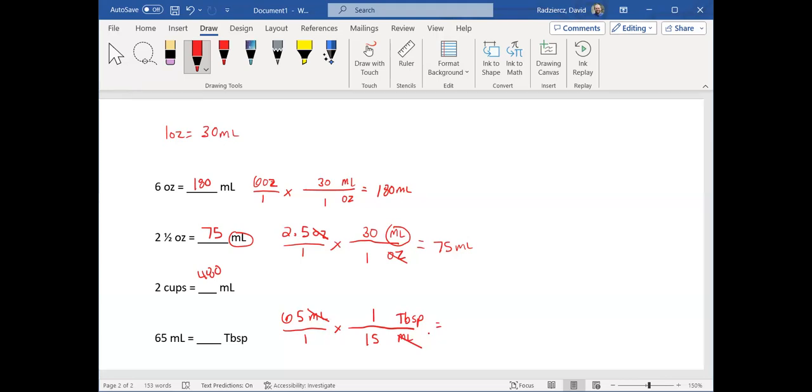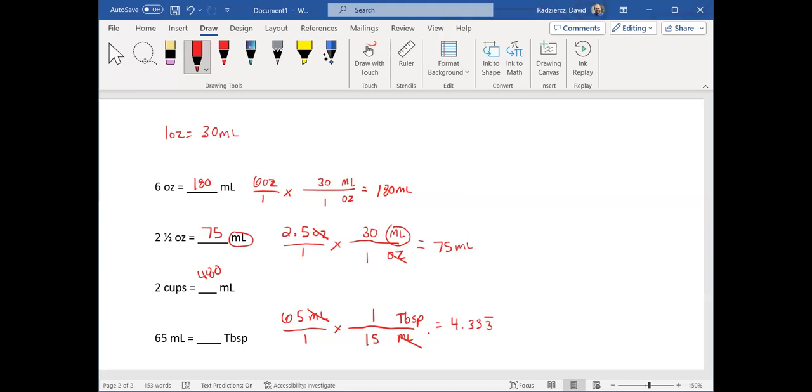You're going to multiply across the top, 65 times 1, 65, and divide by the bottom. And if I do that, I'm going to get 65 divided by 15, and I'm going to get a number that I was hoping I wasn't going to get. I'm going to get 4.3, and it's just going to keep on going.